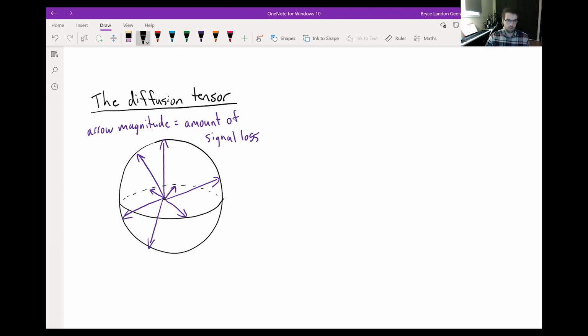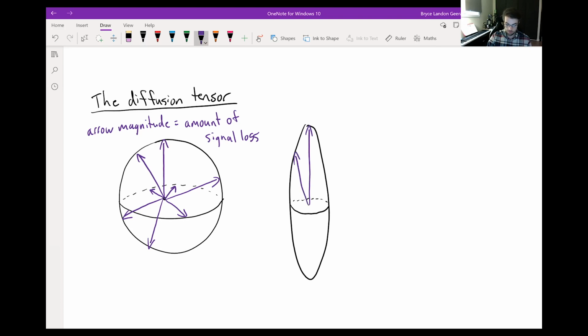But in white matter or muscle fibers or what have you, you might more often see tensors that are like this, where they're pretty stretched. And diffusion signal loss is quite high when you're measuring in the primary direction of diffusion in an area, and quite low when you're measuring the perpendicular dimensions of that ellipsoid.